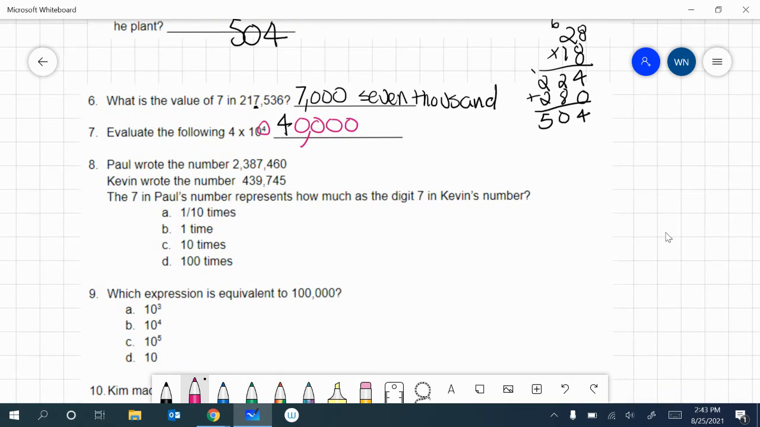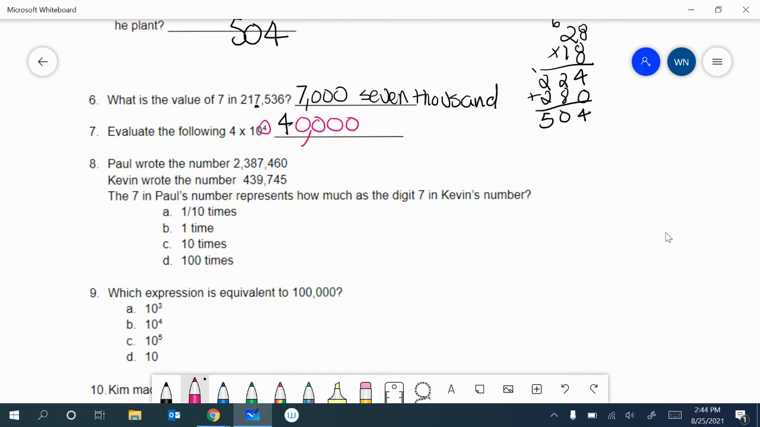Number 8. Paul wrote the number 2,387,460. Kevin wrote the number 439,745. The 7 in Paul's number represents how much as the digit of the 7 in Kevin's number. So if I look, the 7 in Paul's number is 7,000, and the 7 in Kevin's number is 700. I can see that 7,000 is 10 times bigger or 10 times more than 700.